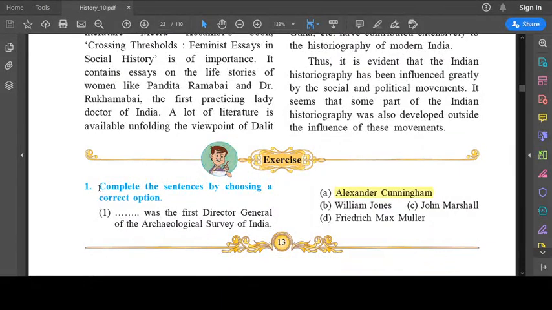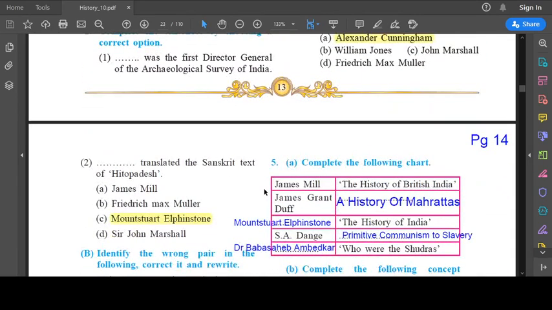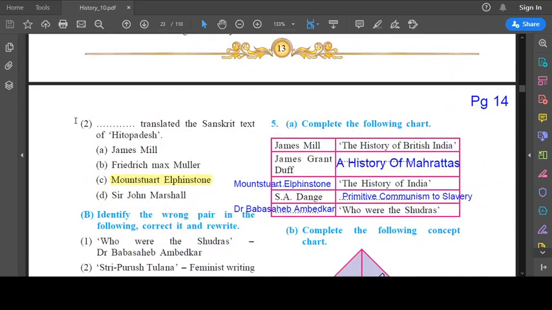First question, complete the sentences by choosing a correct option. The first one, Dash was the first Director General of the Archaeological Survey of India. The answer is Alexander Cunningham. Go to page number 14. The second one, Dash translated the Sanskrit text of Hitopadesh. The answer is Mount Stuart Elphinstone.